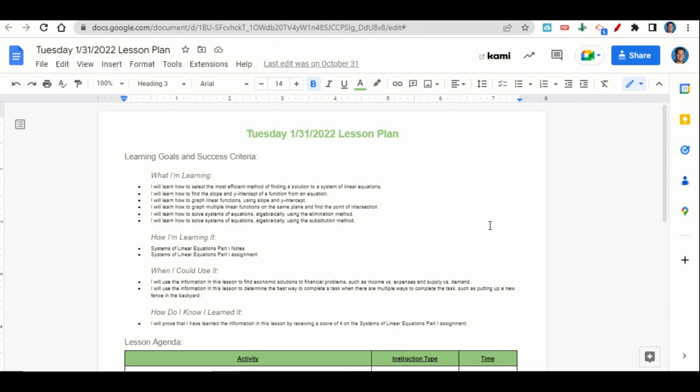When can we use this information? To find economic solutions to financial problems such as income versus expenses and supply versus demand, and to determine the best way to complete a task when there are multiple ways to complete the task, such as putting up a new fence in the backyard.